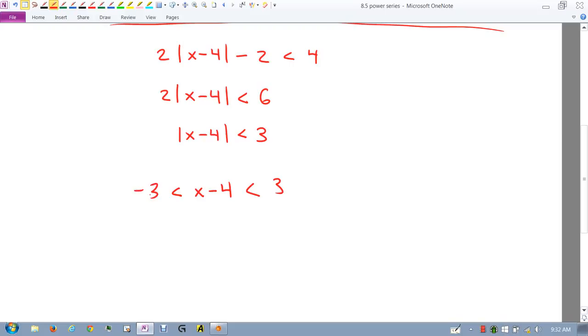And then at this point, to get x by itself, you add 4, and you add 4 to everything. So add 4 everywhere, and you get 1 less than x less than 7. So x has to be between 1 and 7. If x is between 1 and 7, that original inequality is true. All right. So now, let's talk about power series.